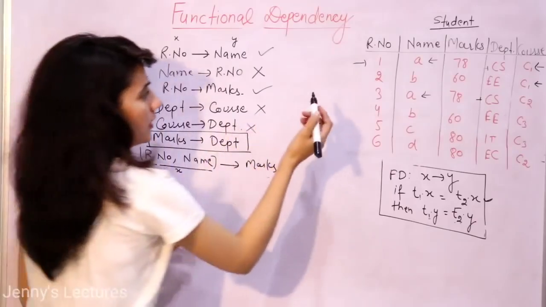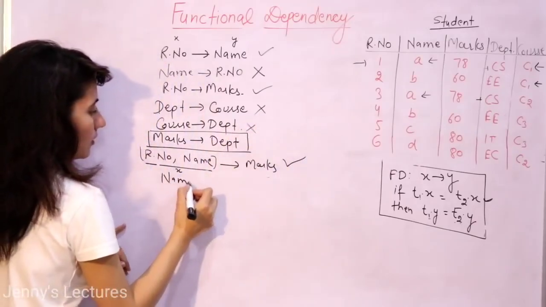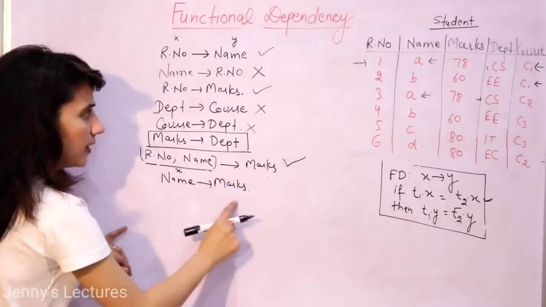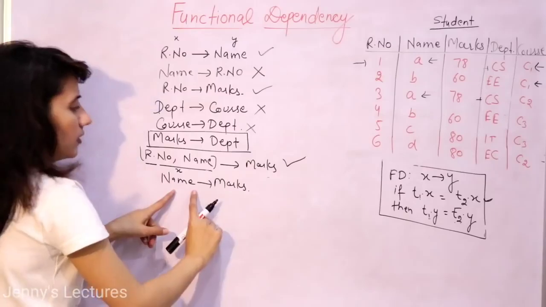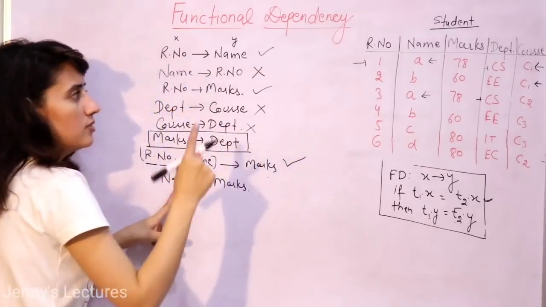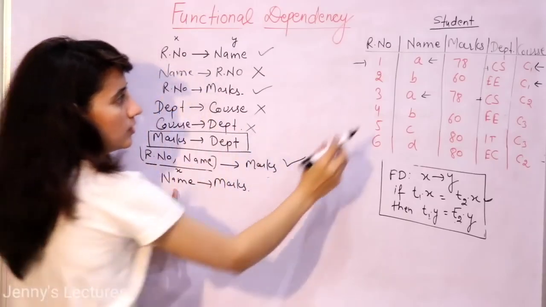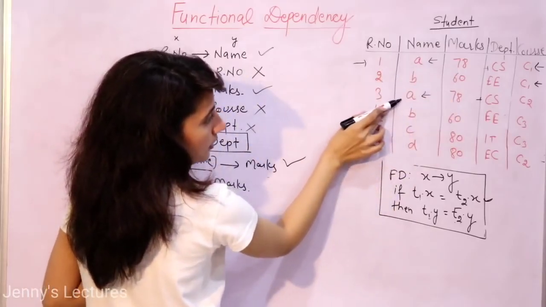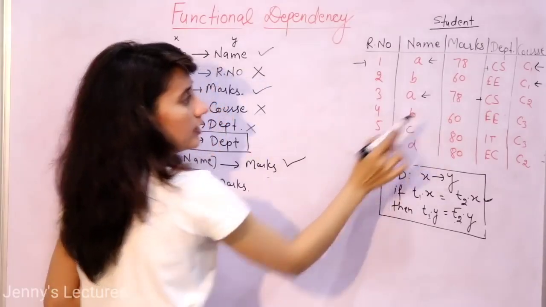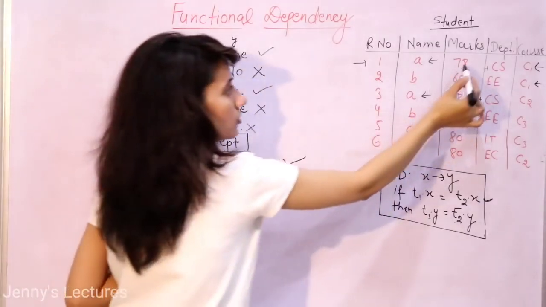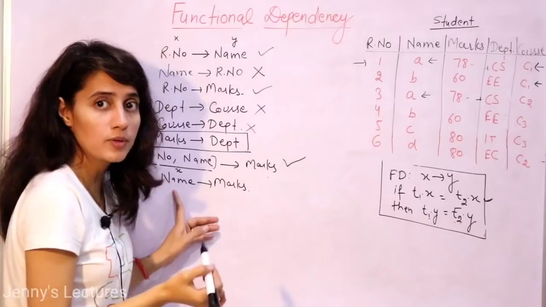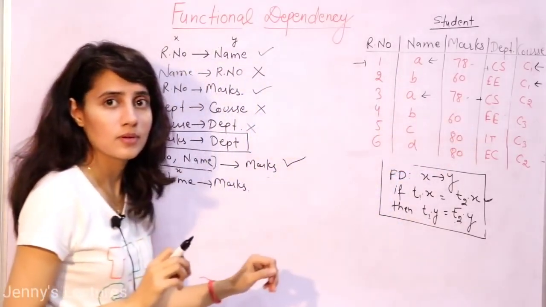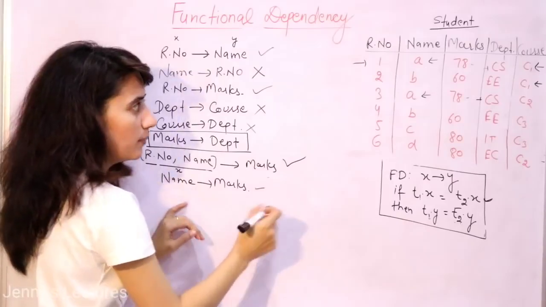Now check, if I say name determines marks, is it a functional dependency in this case? Check name: if name is A, now tell me the marks. From this table, the name is A, marks 78, but again I have name A, and marks are also the same, 78. So it doesn't matter whether this one tells or that one tells, because name is the same and marks are also the same. So now this is, you can say, a functional dependency.